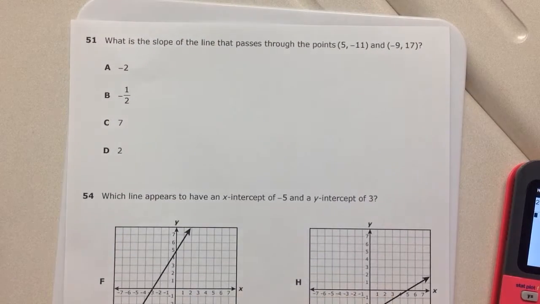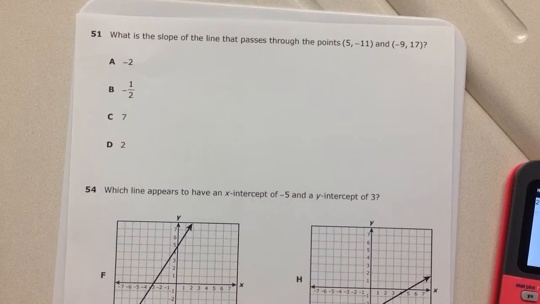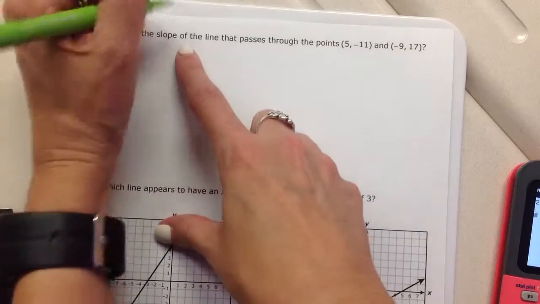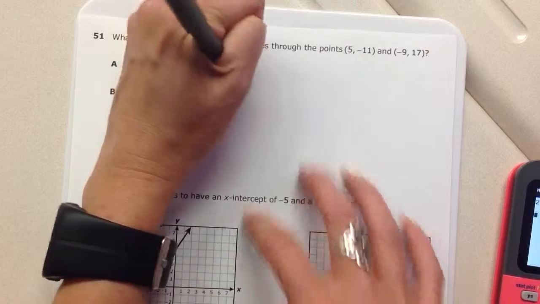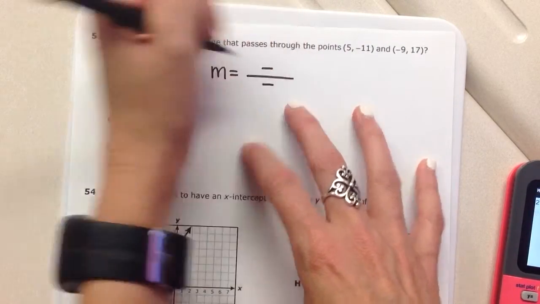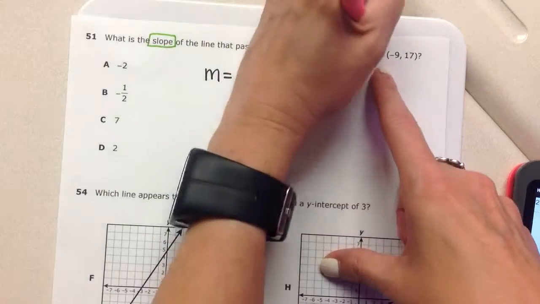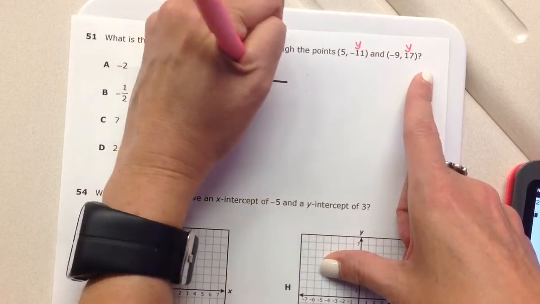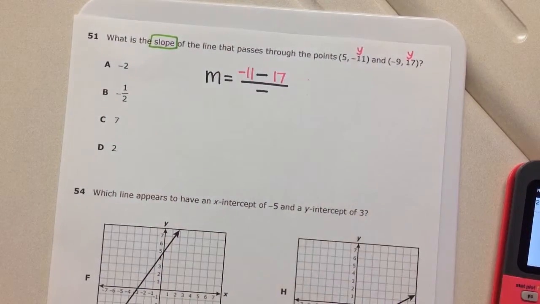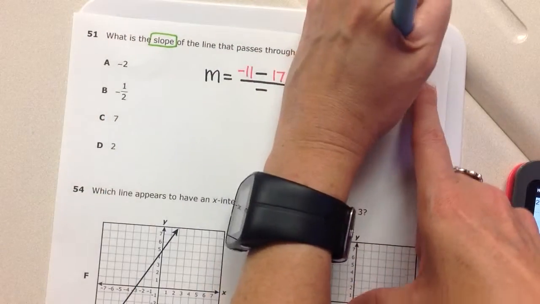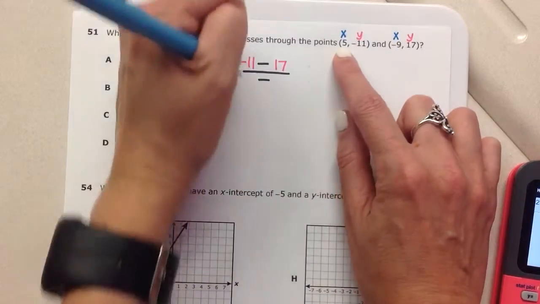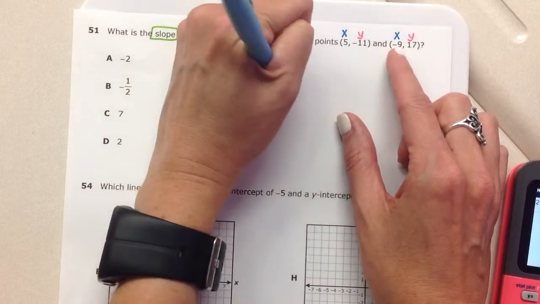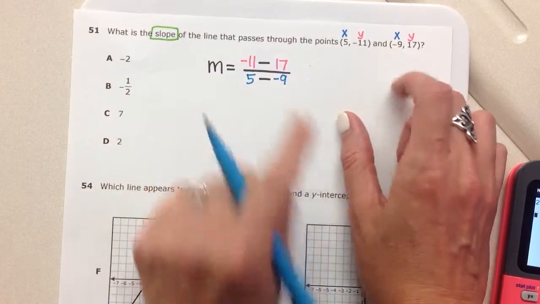All right, let's look at question number 51 from the benchmark. What is the slope of the line that passes through the points 5, negative 11, and negative 9, 17? Okay, guys, they're flat out asking you what is the slope, and they give you 2 points, so you need to use your slope formula. M equals subtraction, and now we got to plug in y's. The y values are negative 11 and 17, and it doesn't matter where you plug in those y values. What does matter is the x values that you plug in, because you got to make sure that they match up. Because I chose negative 11 as my first y value, I now have to use the x value of 5 first, and then negative 9. And remember, that subtraction sign is not the negative on the 9. I want to see both.